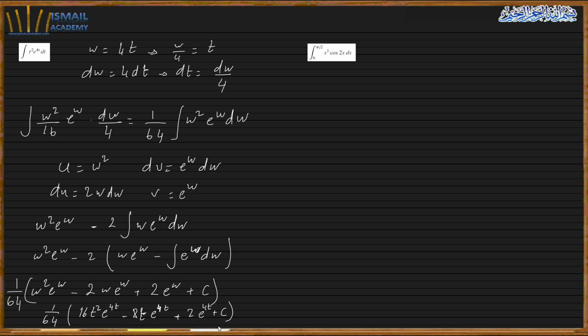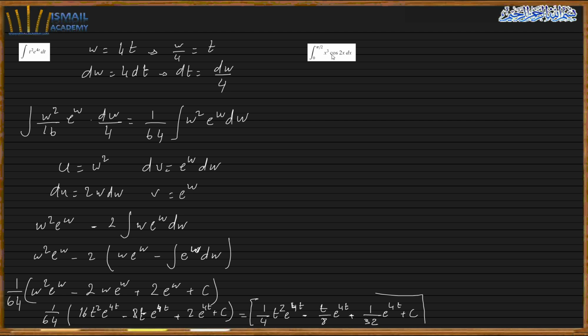And if I distribute this, I will end up having 16 over 64 is 1 over 4, t squared e to the 4t, minus t over 8 e to the 4t plus 1 over 32 e to the 4t plus c, and this will be my final answer.